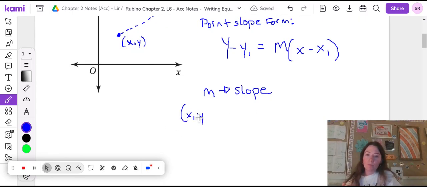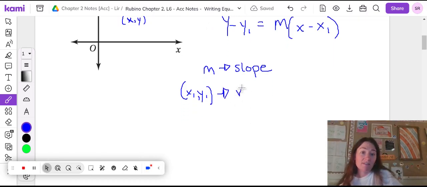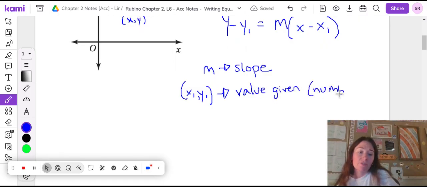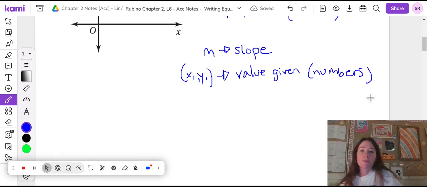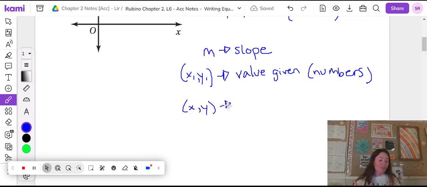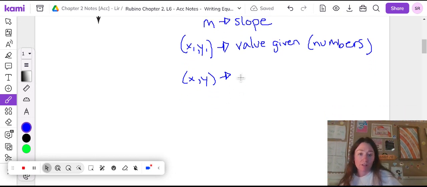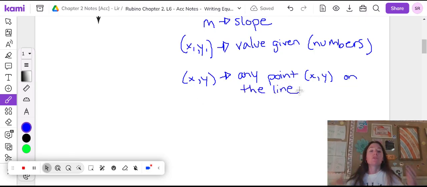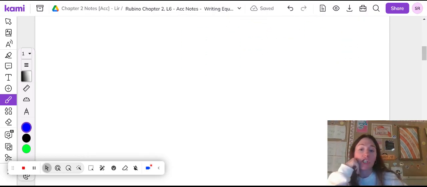X sub 1, y sub 1 is a value that you'll be given. So basically, you'll be plugging in numbers for x sub 1, y sub 1. But you won't be plugging in numbers for x, y. Because the whole point of us giving you x, y is that it would work for any point on the line. Any point x, y on the line. All right, so now let's go ahead and turn the page. We're going to put this into action.